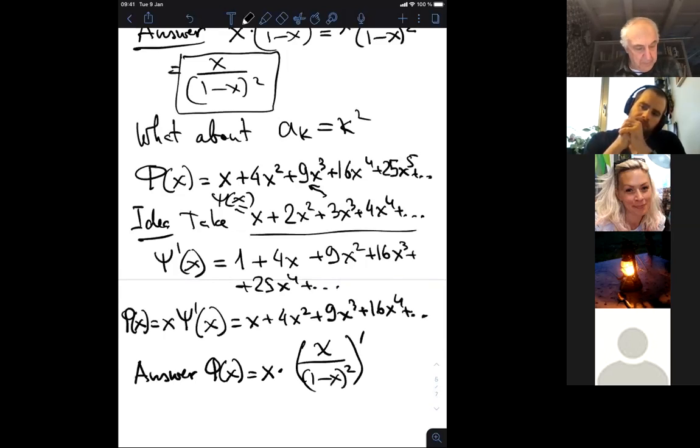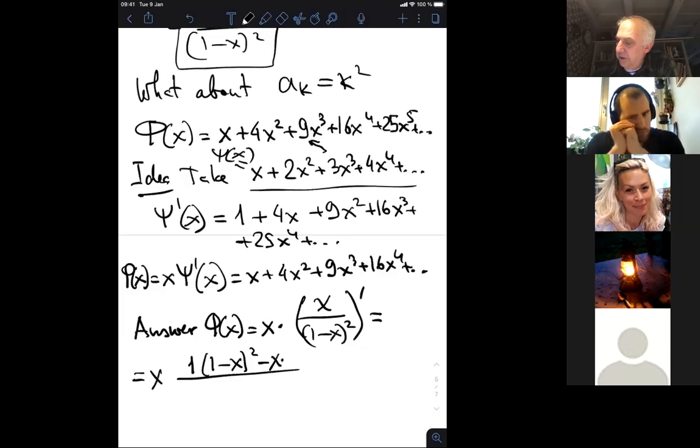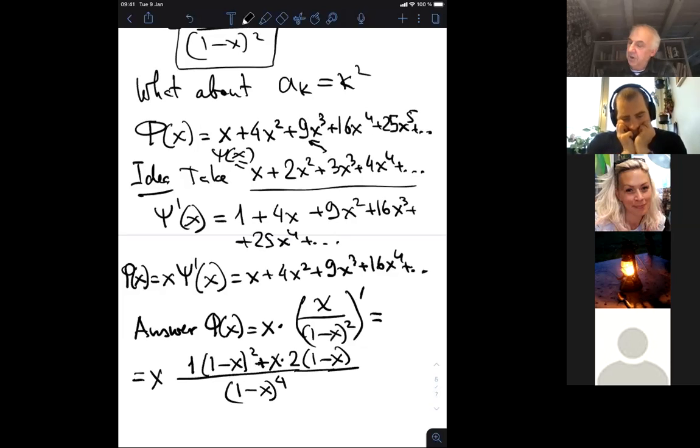Okay, what do we get? Well, we know how to differentiate, hopefully. It's the derivative of the numerator, which is 1, times the denominator (1 minus x) squared, minus the numerator x times the derivative of the denominator, which is 2 times (1 minus x), and the inner derivative gives us minus 1, so we'll have a plus here instead of minus, and then divided by the square of the denominator, which gives us (1 minus x) to the power 4.